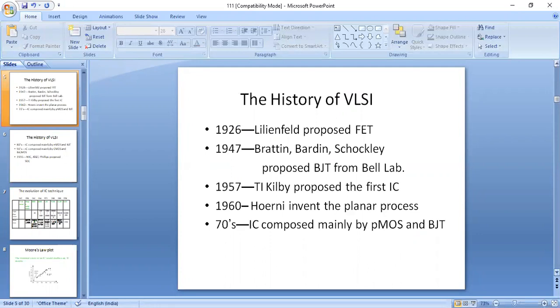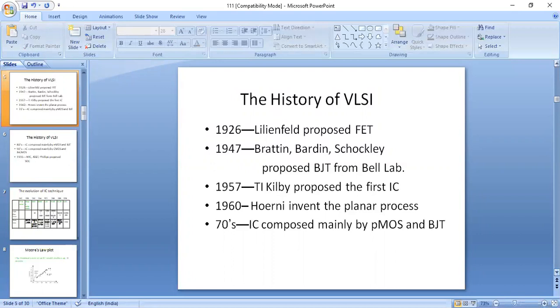Let me go to the scenario about the history of VLSI, when it was started. In 1926, the FET, field effect transistor, was proposed. Bell Lab also introduced the BJT in the year 1947. Then the first IC was launched in the year 1957. And so on. The growth is going to increase based on Moore's law.